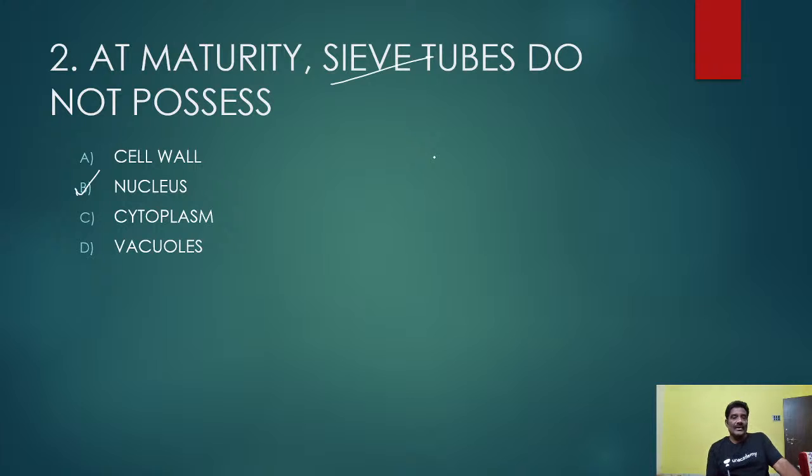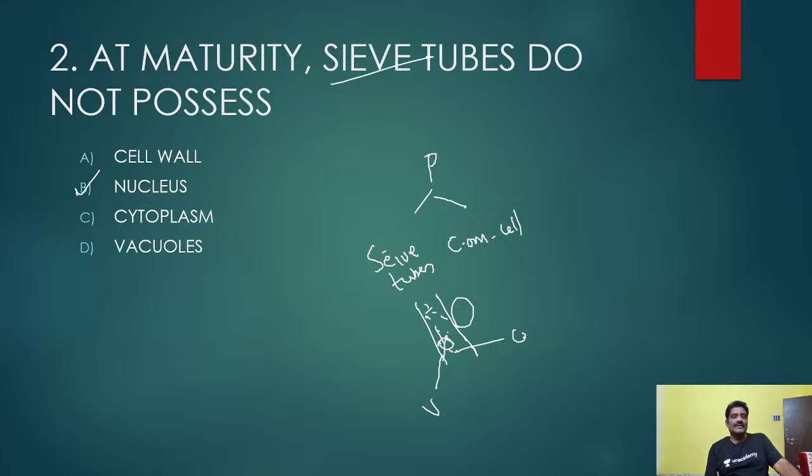So here this is the phloem. What are the components of phloem? The main components are sieve tubes and companion cells. Those companion cells and sieve tubes are present side by side like this. But the sieve tube contains cytoplasm and also vacuoles, except the nucleus. The nucleus is not present here.